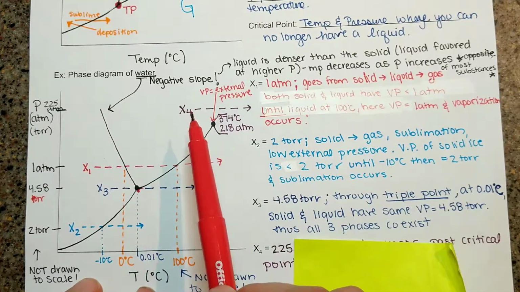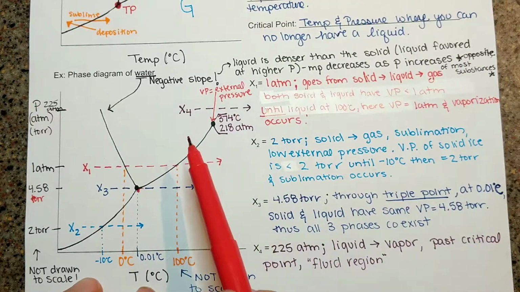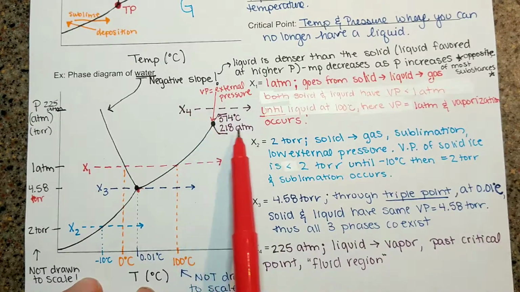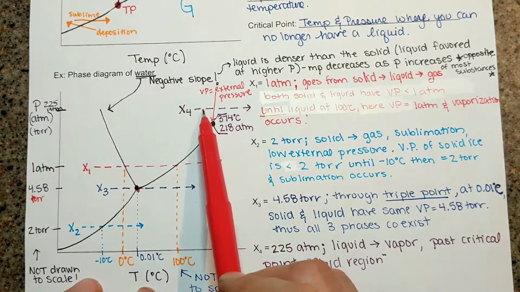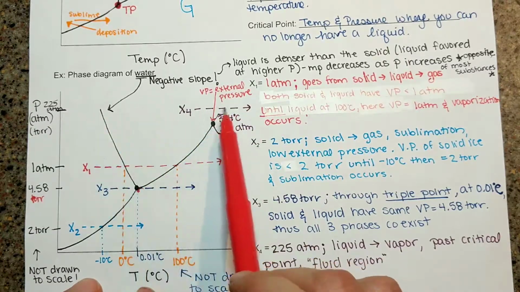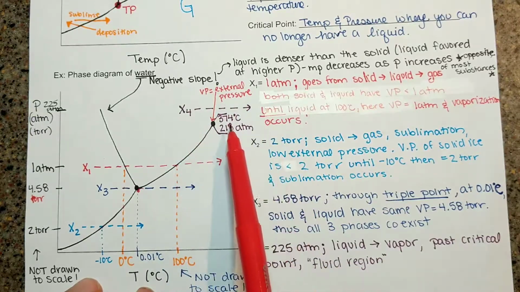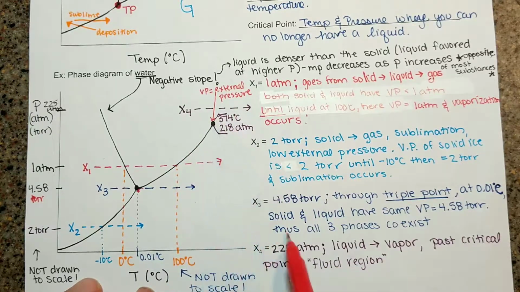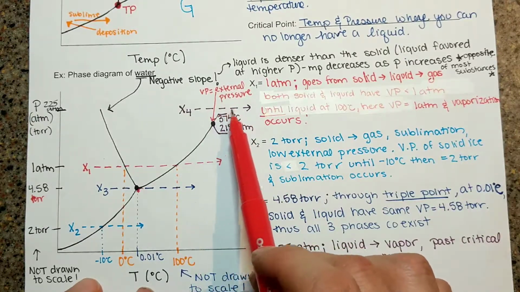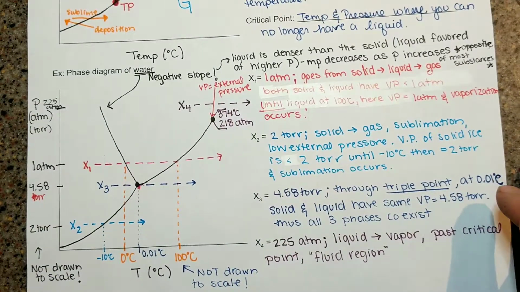Finally, at x equals 4, which is at 225 atmospheres, so this is super high pressure, I go along and my vapor pressure does not really ever equal my external pressure, so it doesn't really ever become a gas because I'm past my critical point. When I'm past my critical point, we say this is our fluid region, and in our fluid region, you can't really distinguish between a liquid and a gas.